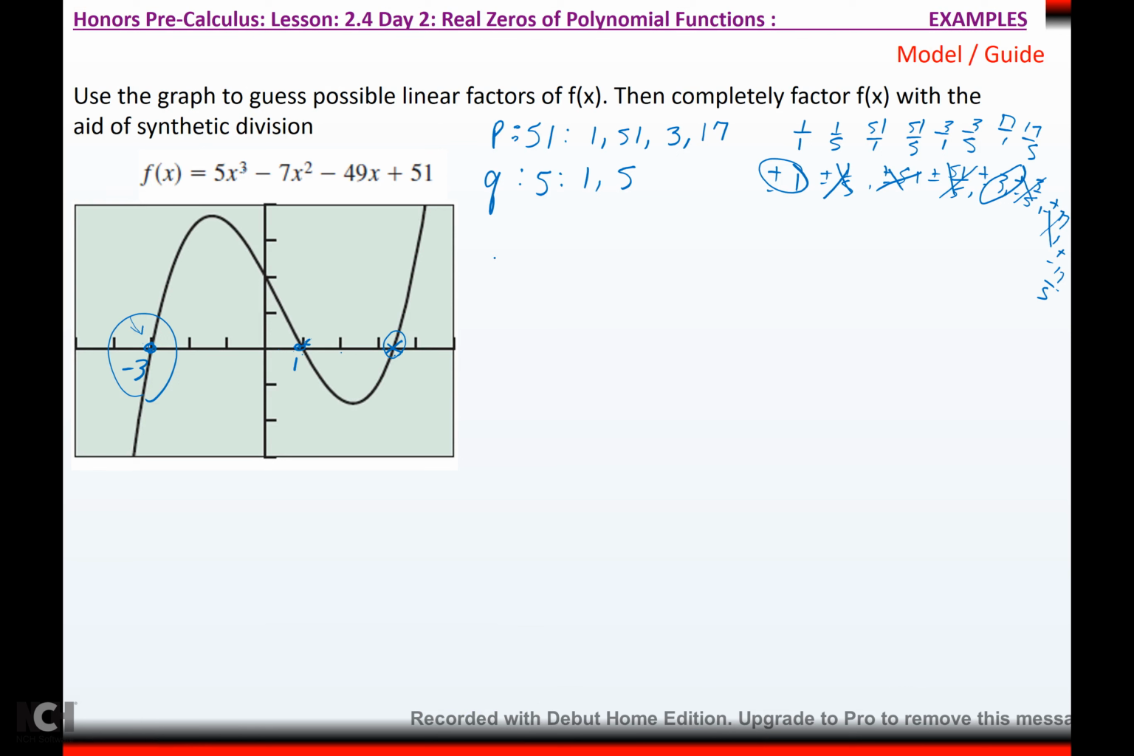And get this down to either a second or a first degree. So if I put negative 3 in the hole, my coefficients are third degree is 5, second degree is negative 7, first degree is negative 49, and my constant is 51. Okay, 5 comes out, brings back negative 15, comes out negative 22, brings back positive 66.